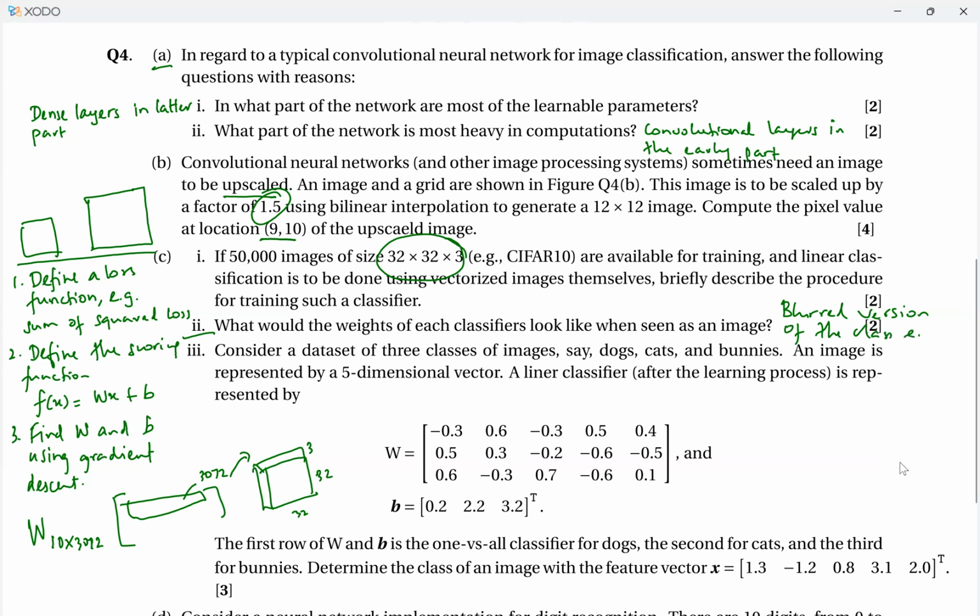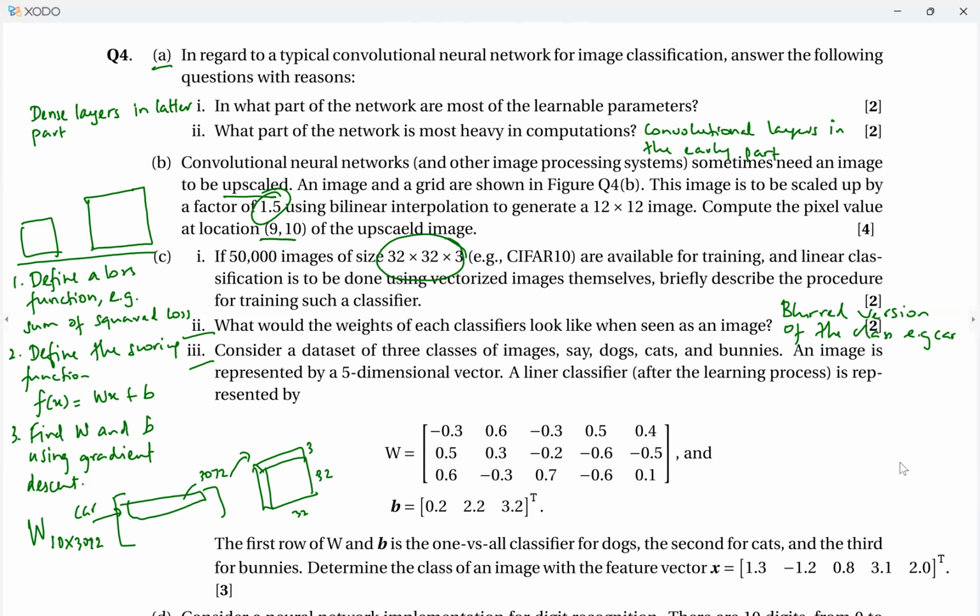So for example, car: it will look like a blurred version of a car if this is the car class. If it is a ship class, a blurred version of the ship. Then let's do part 3.